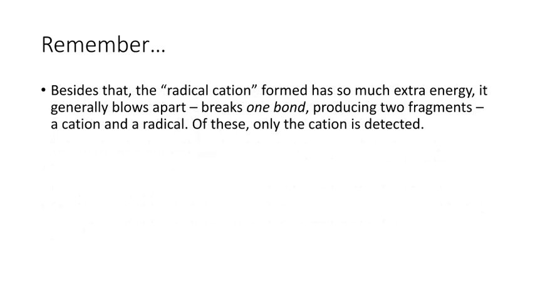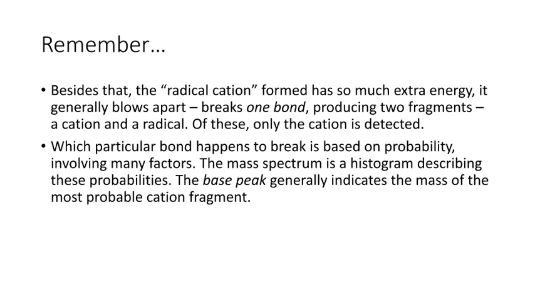Besides that, the radical cation formed has so much extra energy it generally blows apart, breaks one bond, producing two fragments, a cation and a radical. Of these, only the cation is detected. Which particular bond happens to break is based on probability, involving many factors. The mass spectrum is a histogram describing these probabilities. The base peak generally indicates the mass of the most probable cation fragment.